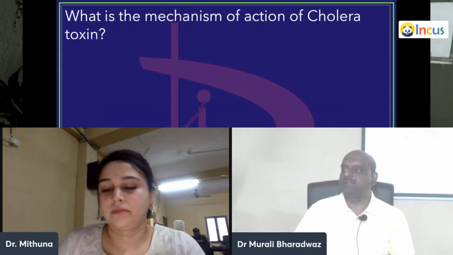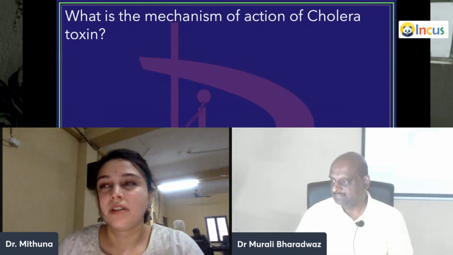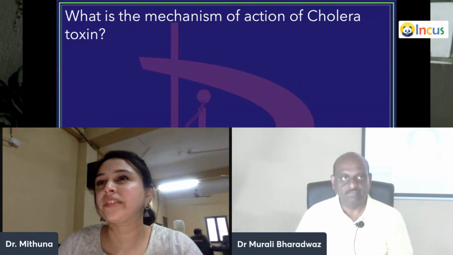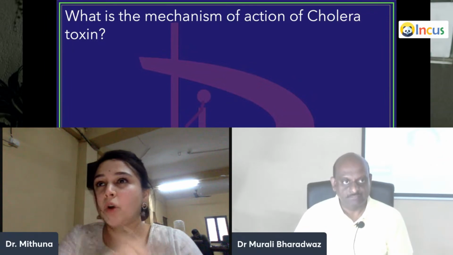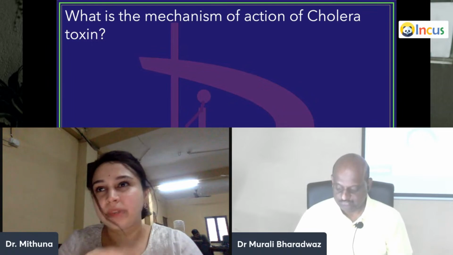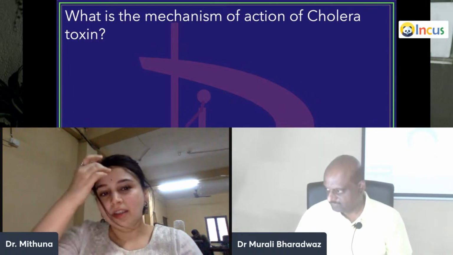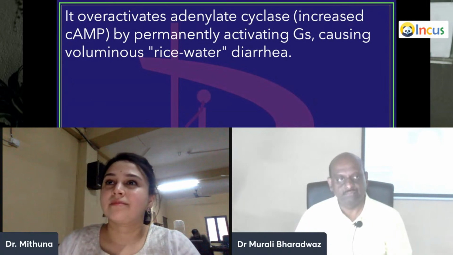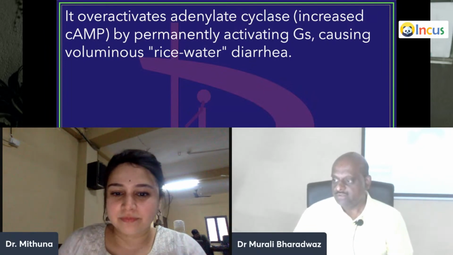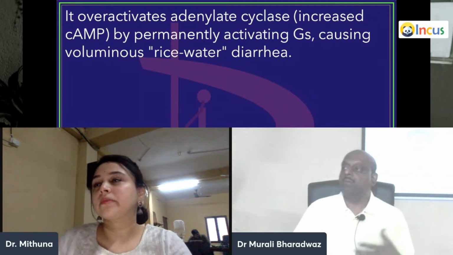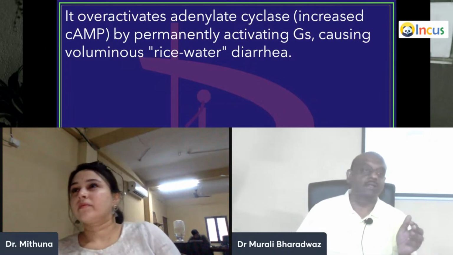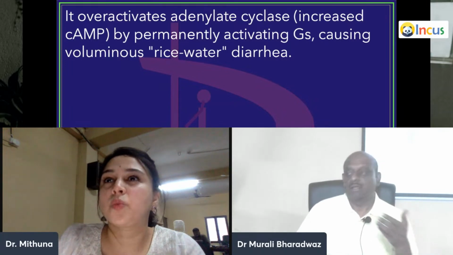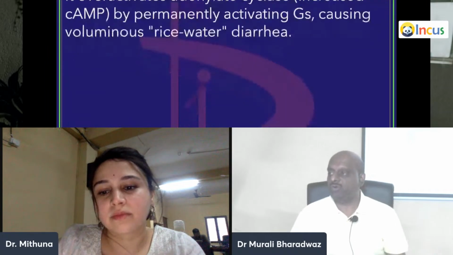What is the mechanism of action of cholera toxin? I just confused Shiga with cholera. So Shiga acts on the 60S ribosome; it removes the adenine group. But with cholera, whatever story I told previously, that increases cyclic AMP. That's the thing for cholera. It permanently keeps the G-coupled protein adenylate cyclase open. Very good. So it overactivates the adenylate cyclase by permanently activating the GS, causing voluminous, rice water diarrhea, is what we need to remember.